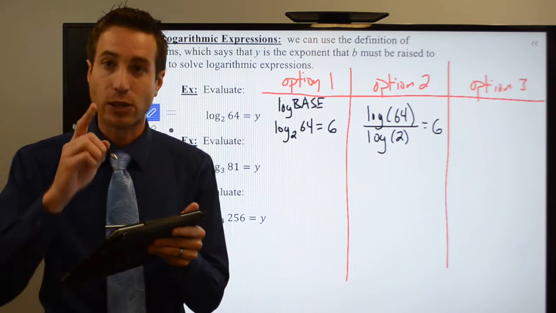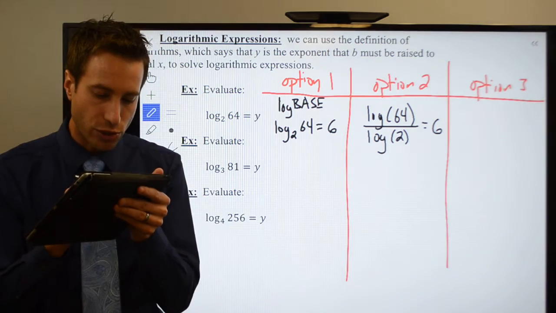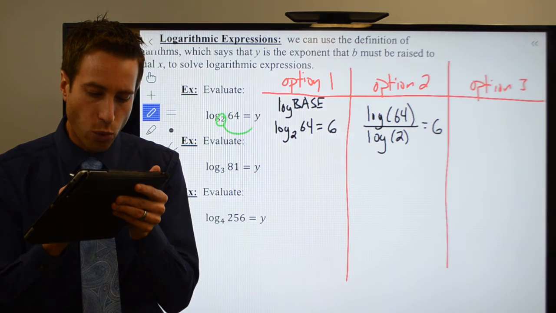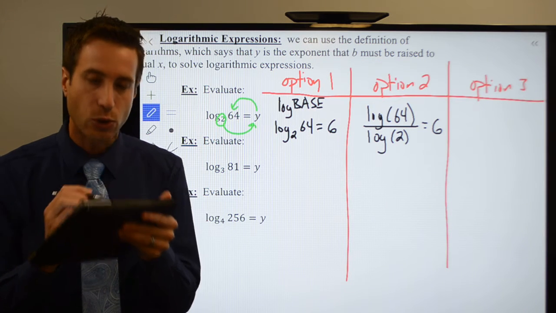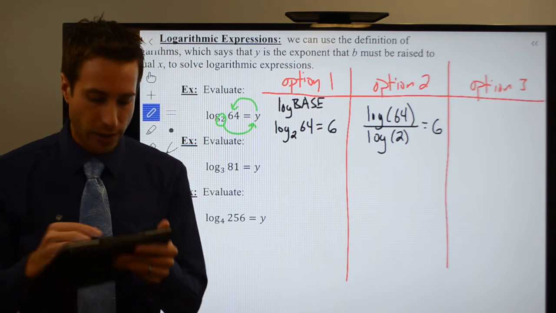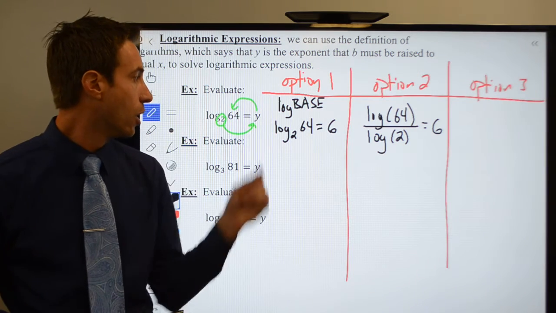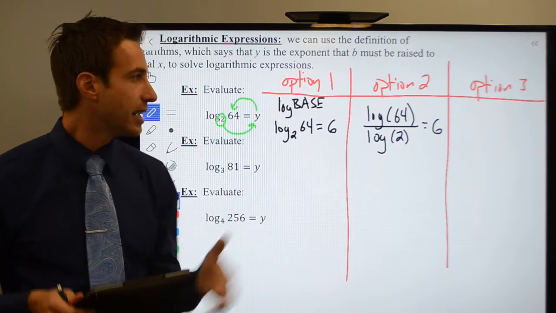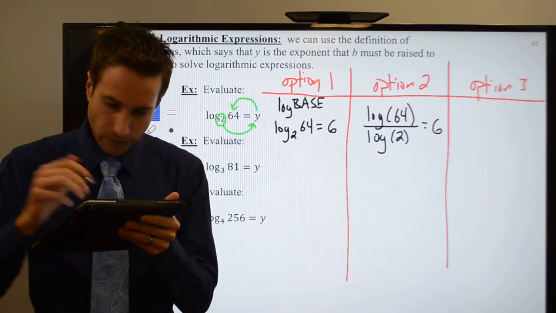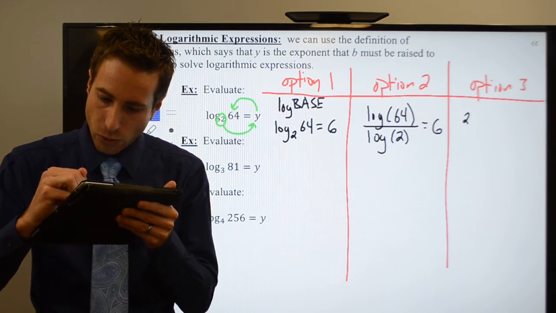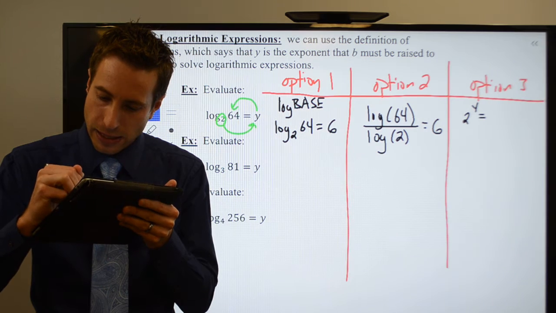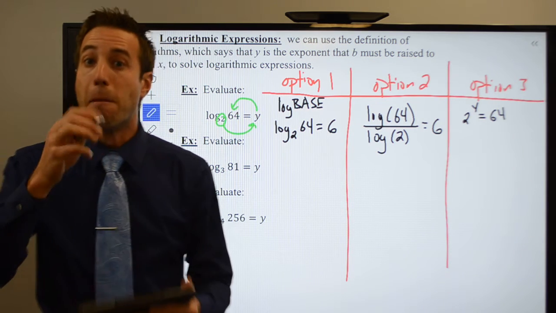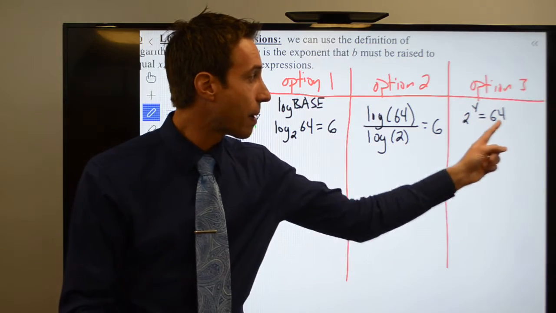Remember the way the Snail Method works. You start with the base and you work your way around the equal sign, converting the logarithm into an exponential. So it'll be 2 raised to the y power is equal to 64.